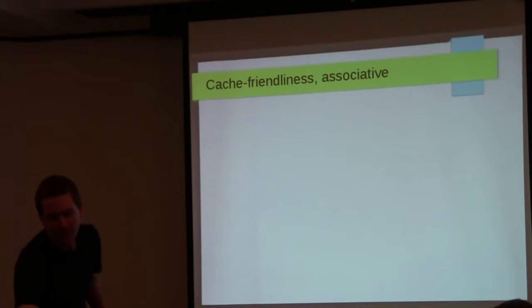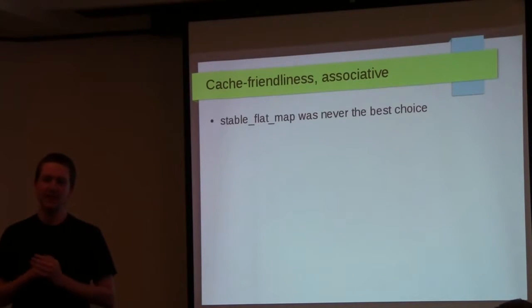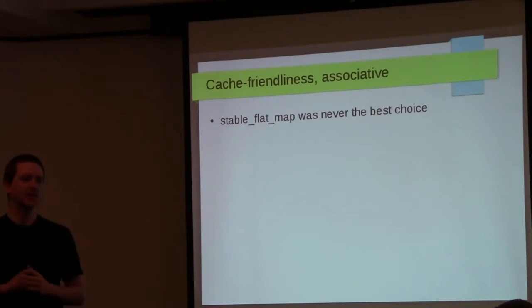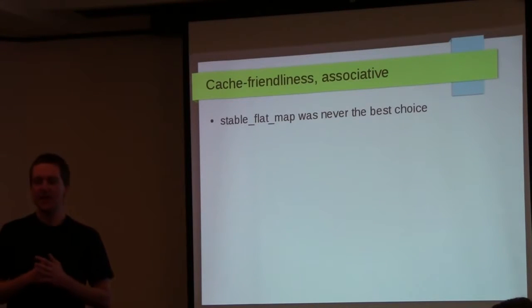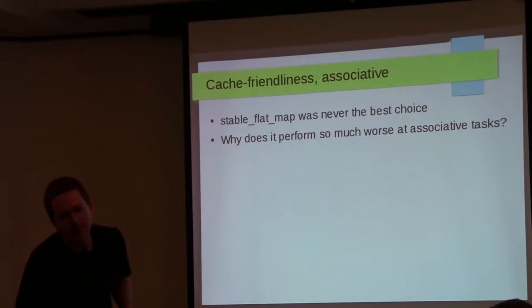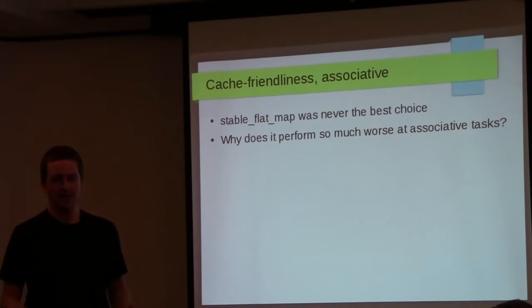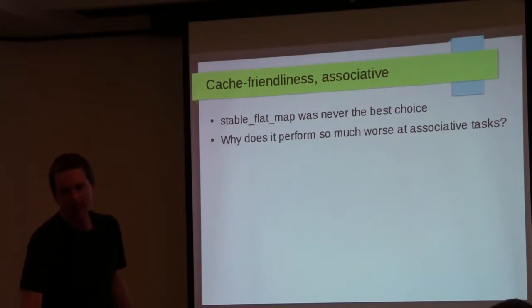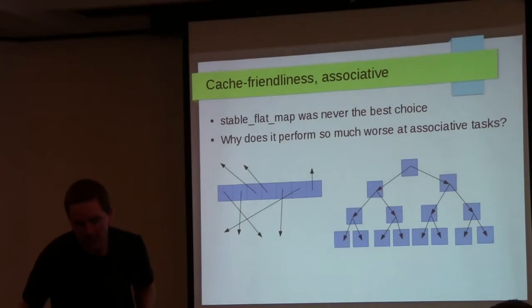The interesting thing that I found, though, was that stable flat map, the vector of unique pointers, was never the best choice. There was not a single key or value size that I could come up with, number of elements, anything that made that a better choice than the sorted standard vector or the map. And at first, this was pretty puzzling to me. So I had to ask myself, why does this perform so much worse at associative tasks? And I couldn't figure it out until finally I sat down and I drew a picture. And it looked something like this.